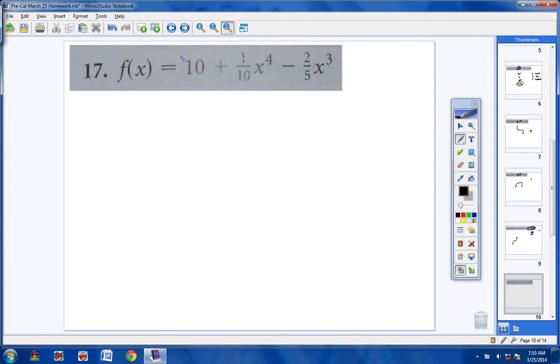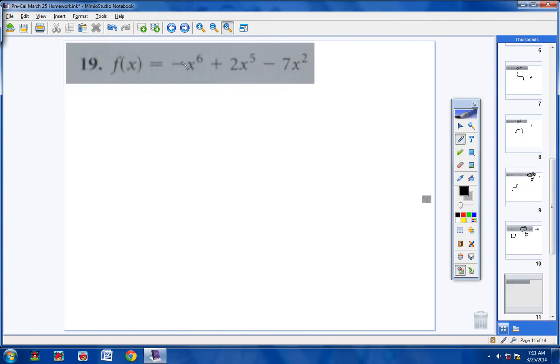All right, number 17. The answer to 17 should be A. Let's see if that's correct. Here we go. Notice your function is not written in standard form. It is not. So because of that, we're going to have to find my lead term, which has the highest exponent. So I have an even degree, 4, and a positive lead coefficient, 1/10. So whenever it's even and positive, it goes up to the left, and it also goes up to the right, which would be letter A, okay? All right, let's continue on.